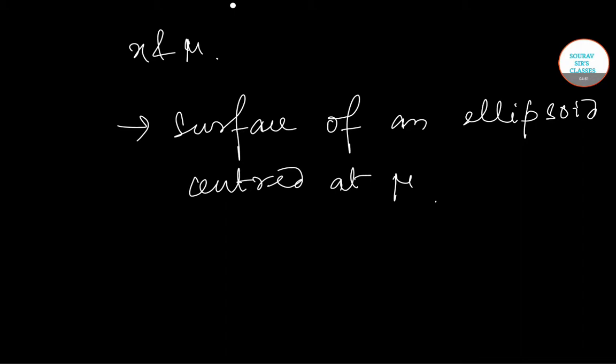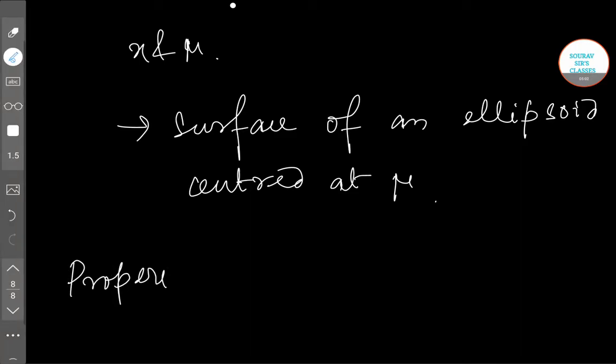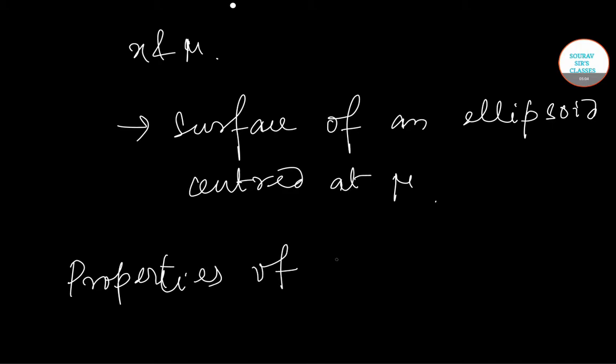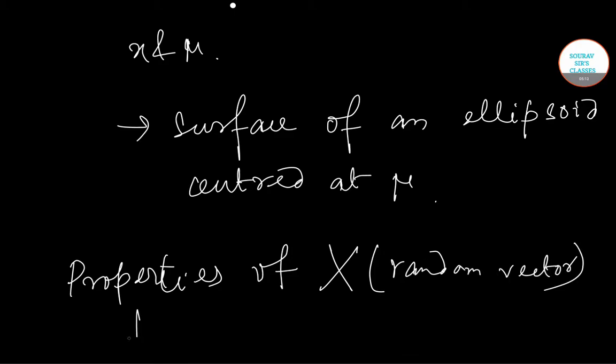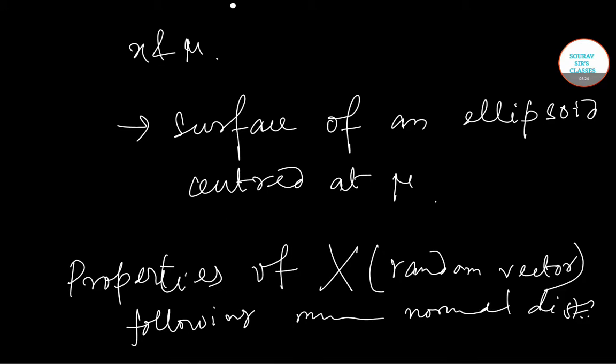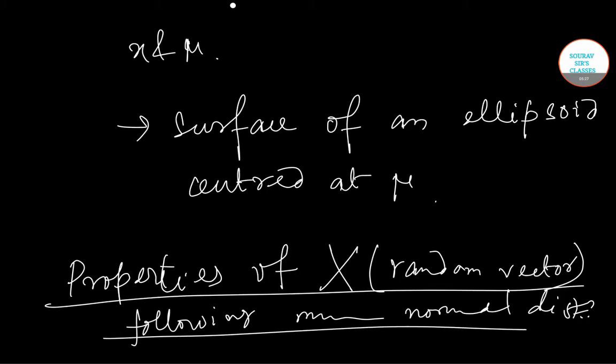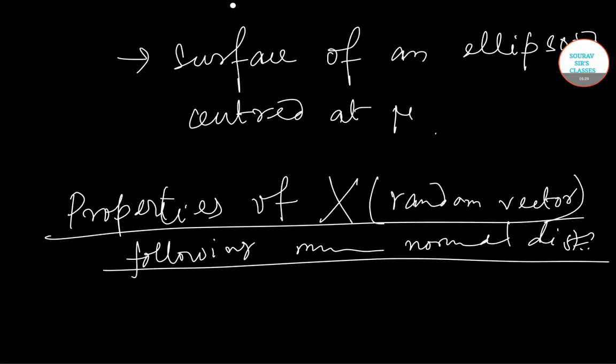Now, let's move on to a very important question, that is, what are the properties associated with a random vector x following a multivariate normal distribution? Okay, I'll answer this point wise, so this will be very distinct and clear to you. Let's see.